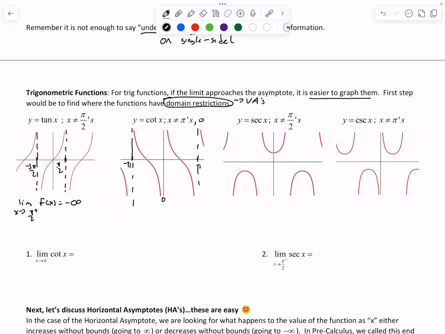What happens if you eat too much pi? You get negative pi right there.